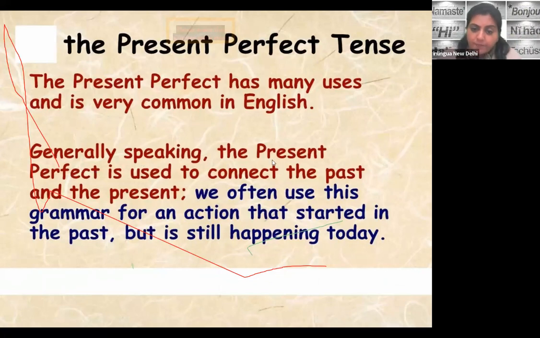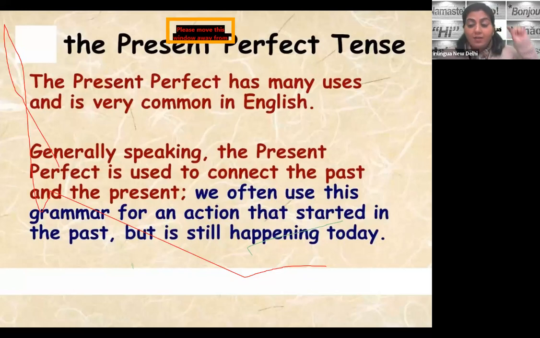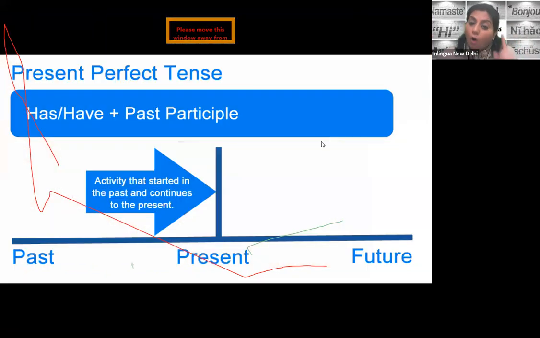Now, the present perfect tense has many uses. Generally speaking, the present perfect is used to connect the past and the present. It's a connection between the past and the present. We often use this grammar for an action that started in the past but is also happening today, or you just finished it. All right.